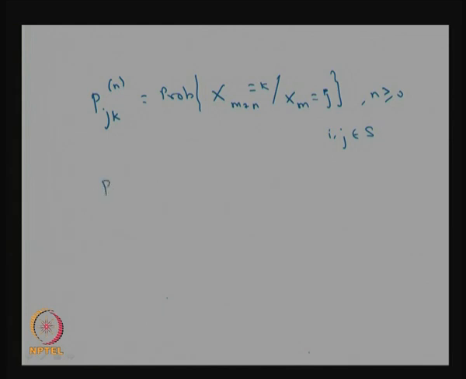Also we discussed in the last class the one step transition probability p_{j,k}. We can write it with the bracket 1 in the superscript or we can remove it. That is nothing but the probability that the system will be in the state k in the (n+1)th step given that it was in the state j in the nth step. Here also j, k belong to S. So, this is the one step transition probability.